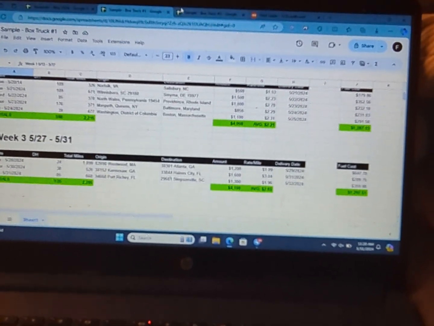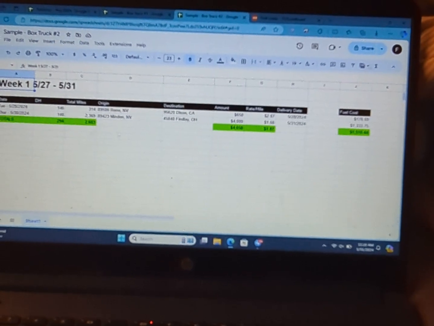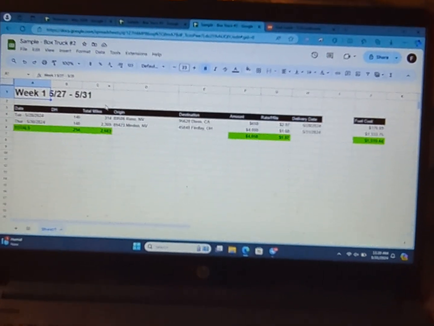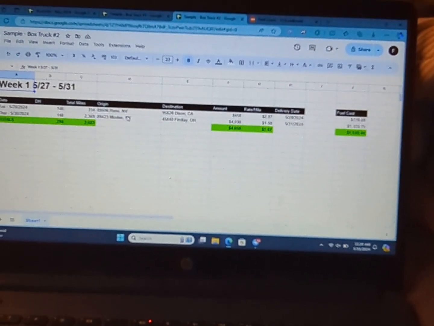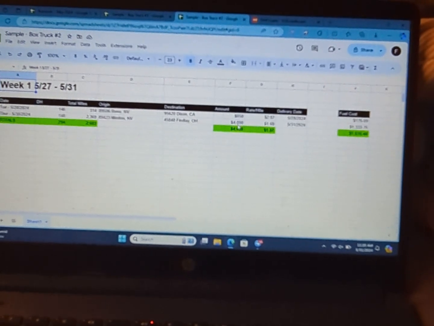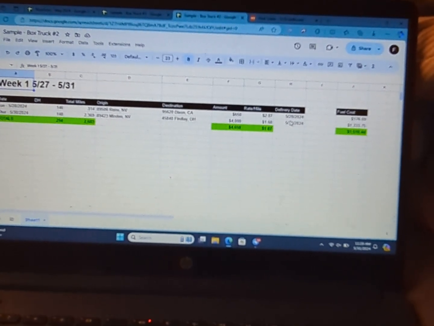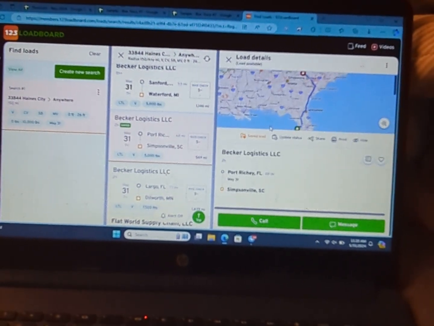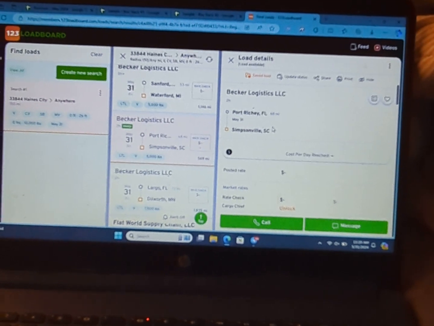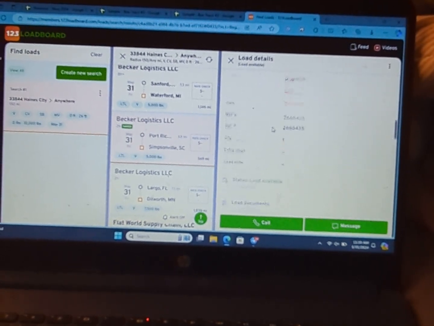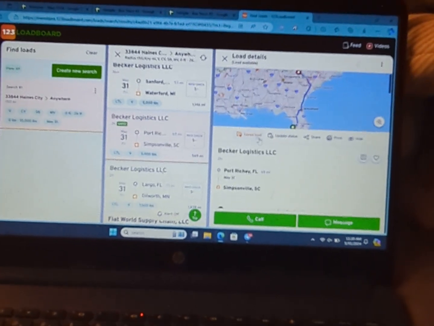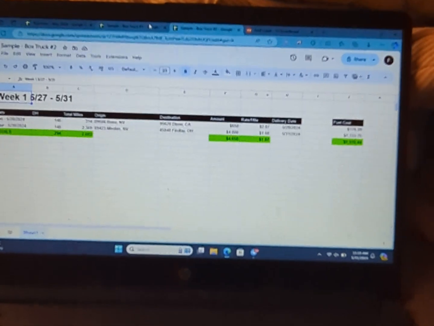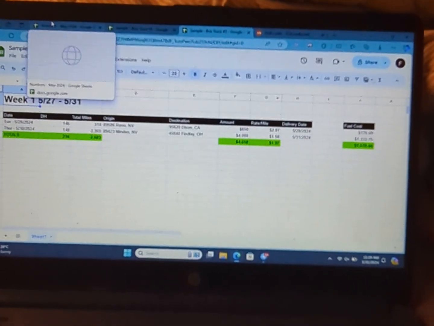And for this current week, I also added another truck here. As you can see, this is my sample box truck 2. So that's what I keep track of: date, deadhead, total miles, the origin, destination, the amount the load was booked for, the rate per mile, the delivery date, and the fuel costs. I keep track of all of that. It shows you all the information that you pretty much need, and that's how I calculate things. So I'm basically just running a sample business so I can see my numbers. Let me take you to this last sheet.